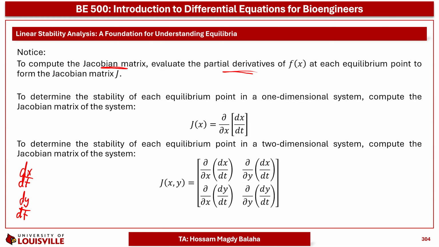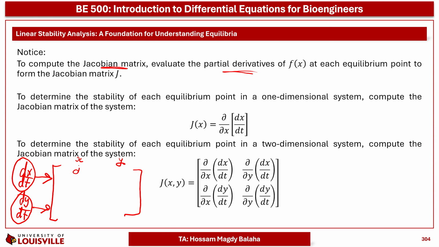For the Jacobian matrix, we put the first equation in the first row, the second equation in the second row, and if you have multiple equations, you will make multiple rows. And for each row, you apply partial derivatives according to each variable. So let's say this is variable x and this is variable y. And if you have three equations, then you will have three rows and three variables, x, y, and z, for example.